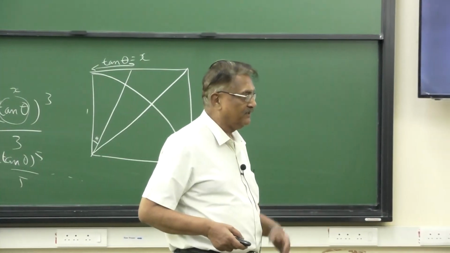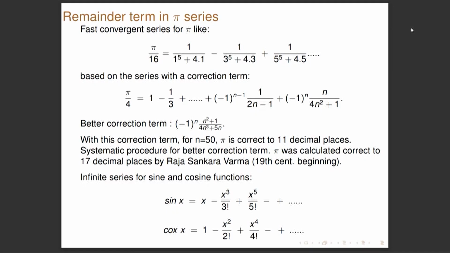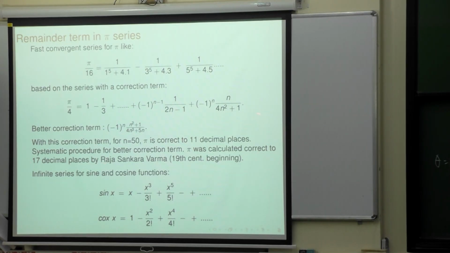One has to go through carefully. So, the correction term, how to get it? That they have done. And if, using this, if you take this and n is equal to 50, then pi is correct to 11 decimal places.